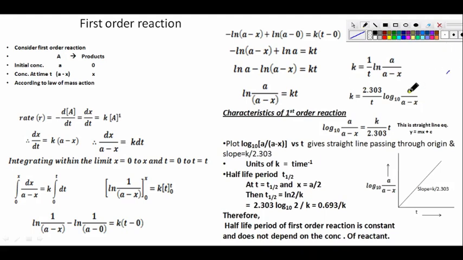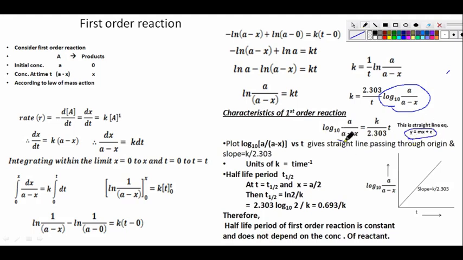Now the next part is characteristics of first order reaction. Look at this, log to the base 10 A upon A minus x. Change the side of 2.303 upon t. We get log to the base 10 A upon A minus x is equal to kt upon 2.303. Now this equation is a straight line equation, that is y is equal to mx plus c.